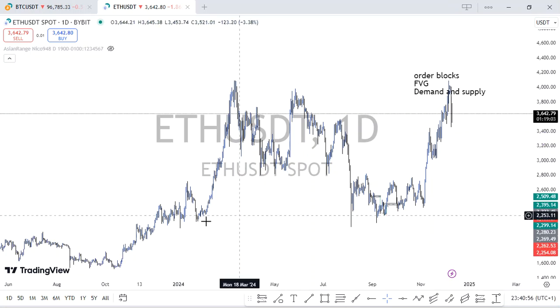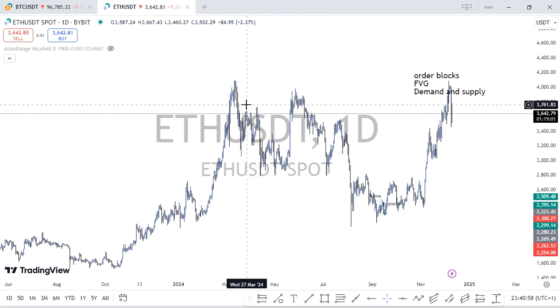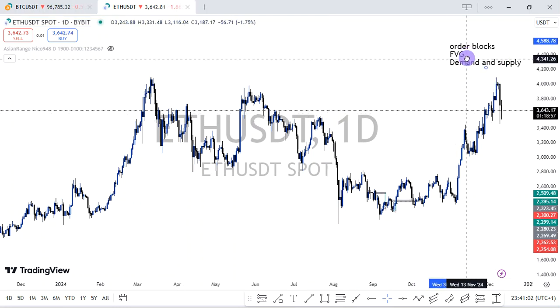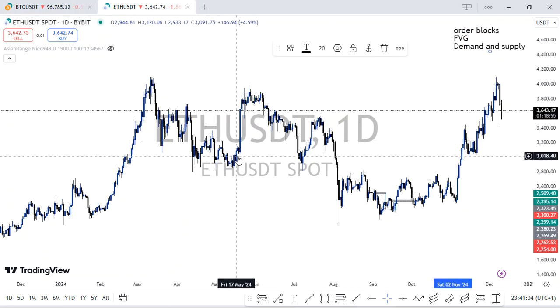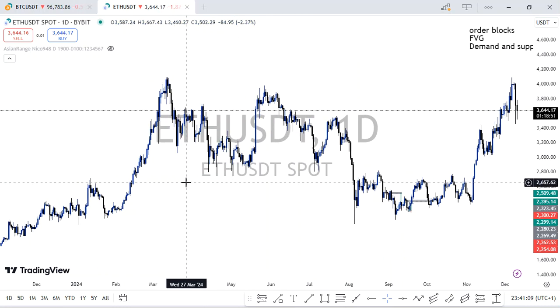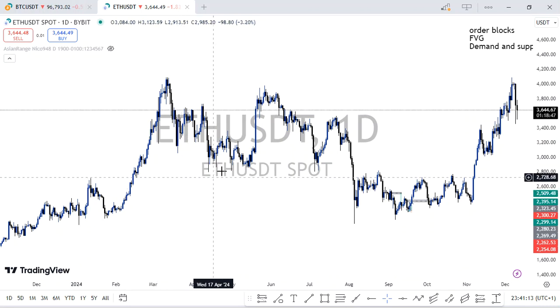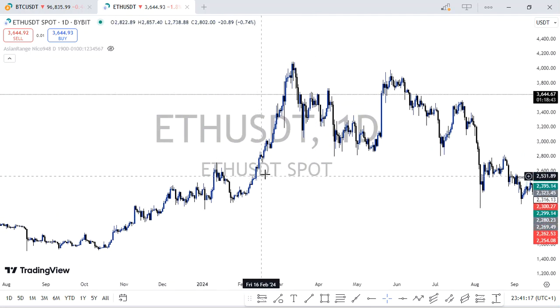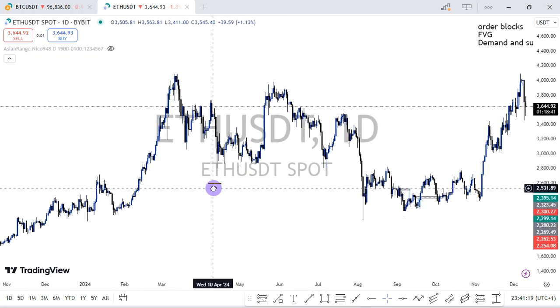Either way, this is the daily time frame. Let me zoom in. We are trying to figure out the overall direction of the market, which is the first thing anybody would want to do. You always want to check the direction of the market. From this particular point, we can see that the market is bullish.